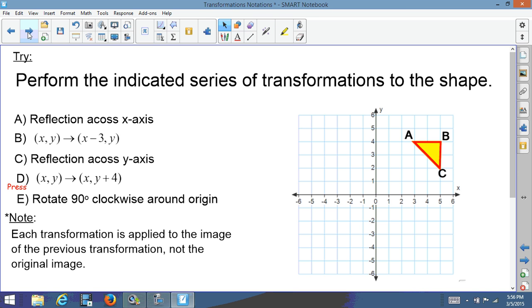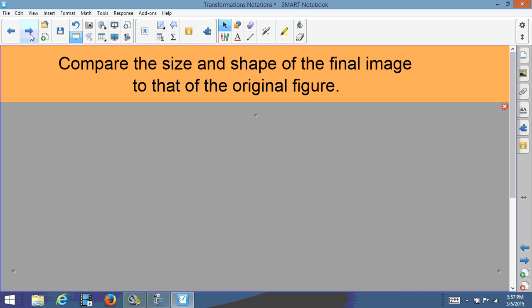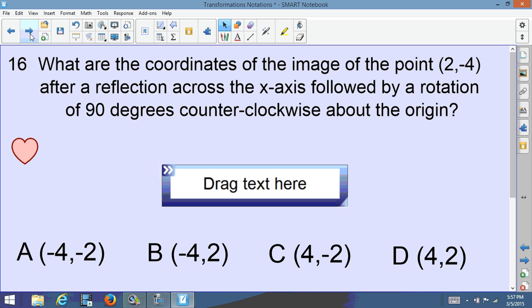Here's one for you. Just read it over. I'm not going to go over it. Just remember to perform these in order on the new image, not the original image only. So give it a shot. I'll show it to you in class how it goes, and we'll do a comparison on the shape and the final image. So here's another question for you to try. It's a little bit of drawing that needs to be done, so give it a shot.